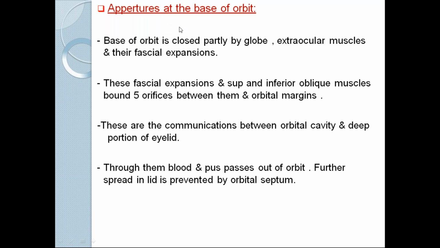So next one is the apertures at the base of the orbit. Base of orbit is closed partly by the globe, extraocular muscles, and the facial expansions. These facial expansions and superior and inferior oblique muscles bound 5 orifices between them and orbital margins. These are the communications between orbital cavity and deep portion of the eyelid. Through them, blood and pus passes out of the orbit. Further spread in the lid is prevented by the orbital septum.